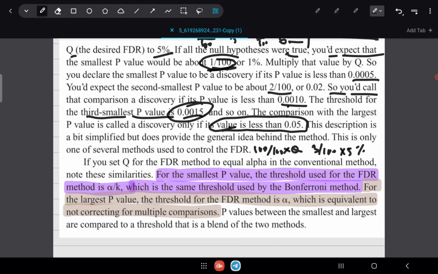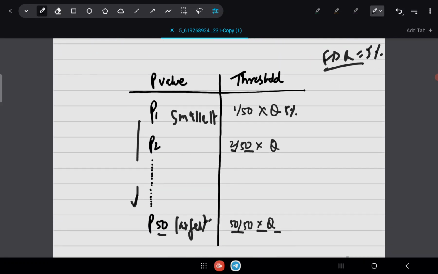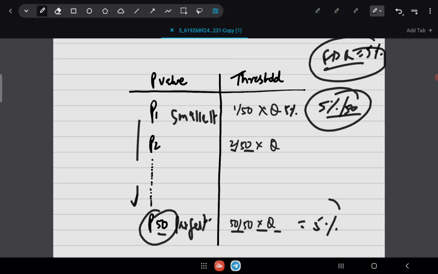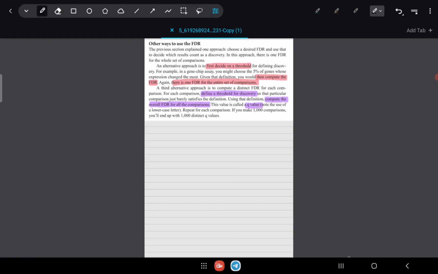So if you set q for the FDR method equal to alpha in the conventional method, then you can understand the smallest p-value threshold will be alpha by k, which will be the same as Bonferroni correction, and the largest p-value threshold will be equal to alpha only, which is equivalent to not correcting for multiple comparisons. So you can see in this case, for example, I have set the FDR to 5%, which is the conventional significance threshold. So the smallest p-value threshold will be nothing but 5 by 50, which is the same as when doing Bonferroni correction, and the largest p-value threshold will be equal to 5% only, which is equivalent to not doing any adjustment, right? So that is your FDR.